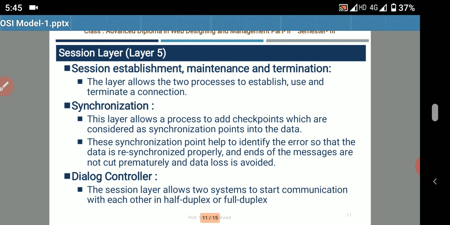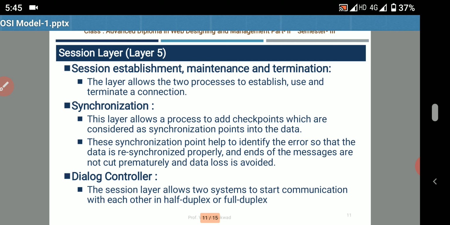Session establishment, maintenance, and termination. This layer allows two processes to establish, use, and terminate a connection. Next is synchronization. This layer allows a process to add checkpoints, which are considered as synchronization points, into the data. These synchronization points help to identify the error so that the data is resynchronized properly and ends of the messages are not cut prematurely and data loss is avoided.